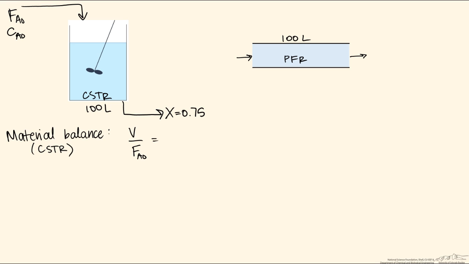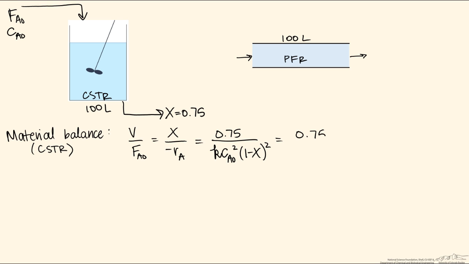And the classic form of the material balance that we have in terms of conversion is the following. All right, and we can fill in some information here. So the volume divided by the inlet molar flow rate of our limiting reactant A is equal to the conversion in the reactor over the rate at the exit conditions. And so the conversion is given as 75%. All right, the rate we know is equal to kCA0 squared times 1 minus the conversion squared.